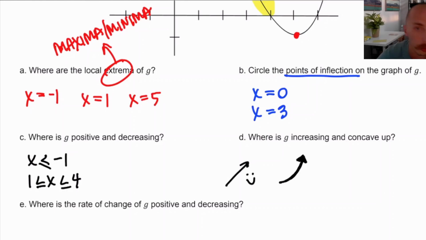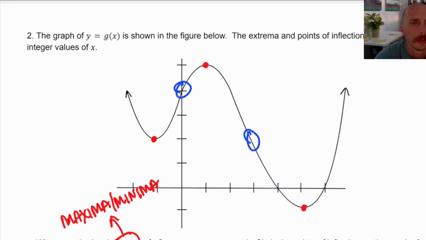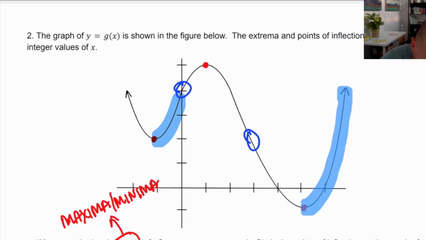Uphill and going uphill happily. Now with this, I'm gonna start at this minimum. It looks pretty happy through here, and I just need to be aware, okay, I'd already labeled the point of inflection, that's probably where the happiness is gonna stop and where the sadness is gonna begin. Okay, and then I'm looking for increasing and concave up. That's over here as well.